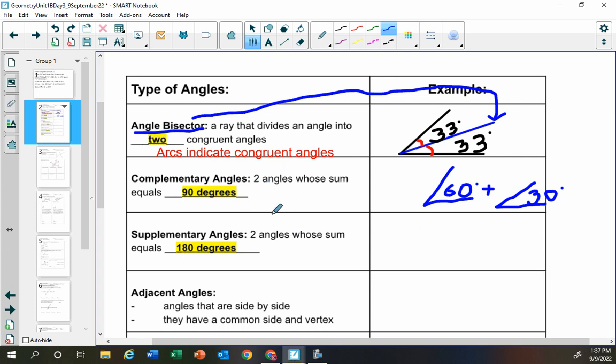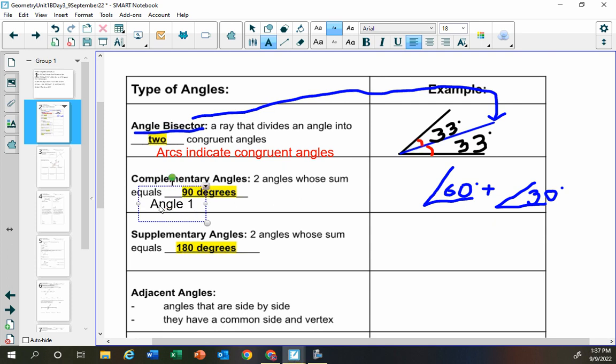In general, the sum of your two angles, angle 1 plus angle 2, equals 90. That's your general rule. Questions?